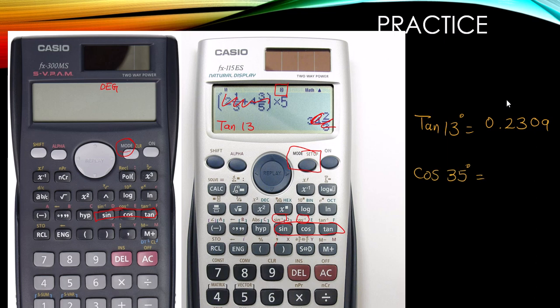All right, let's do cosine 35. Now we need to use the cosine key. So press cosine, put in 35, press the equal key, and you will get 0.8192.